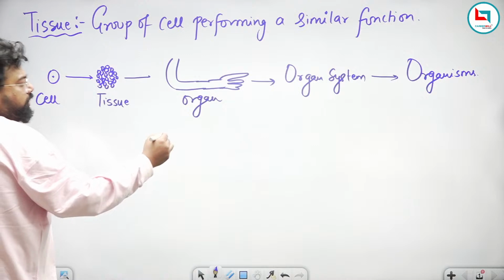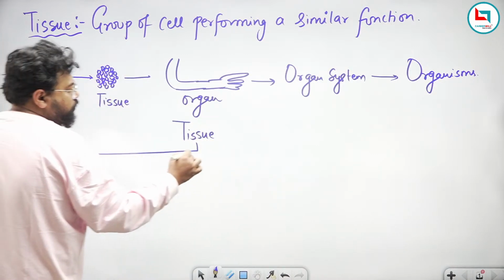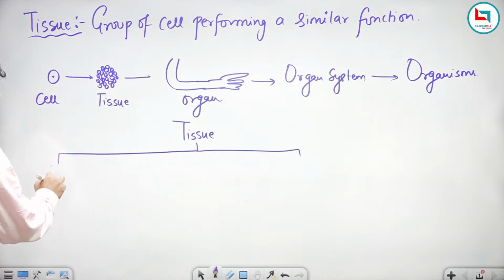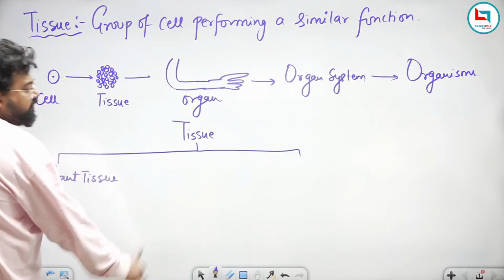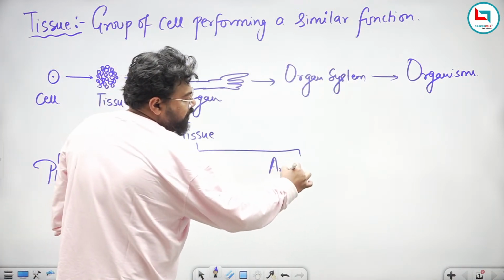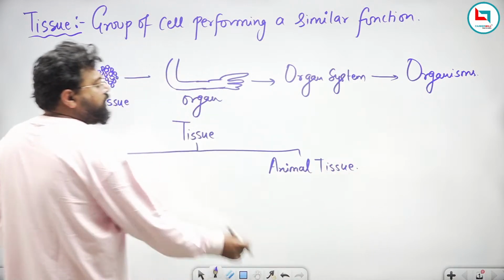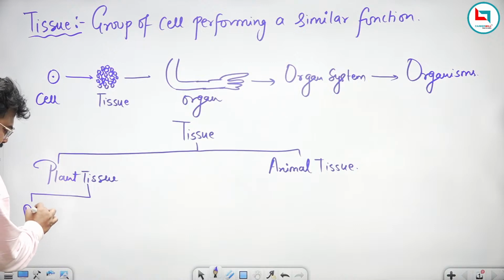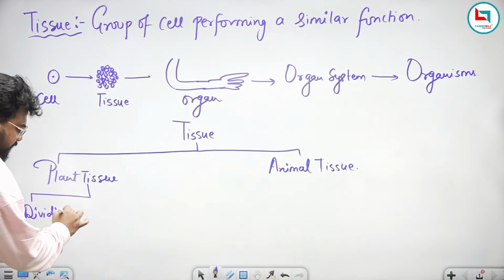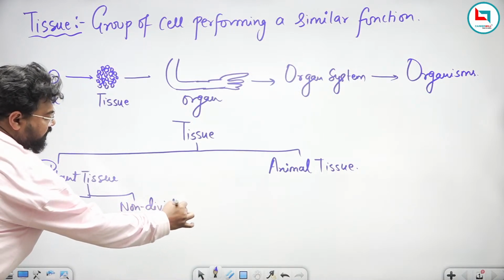So in living world, tissues are generally of two different types. We have plant tissue, which will be discussed in plants. Right now we have to discuss about the animal tissue in detail. So plant tissues are of generally two types. One is dividing tissue, which have the ability of cell division. Another is non-dividing tissue, which lost the ability of cell division.